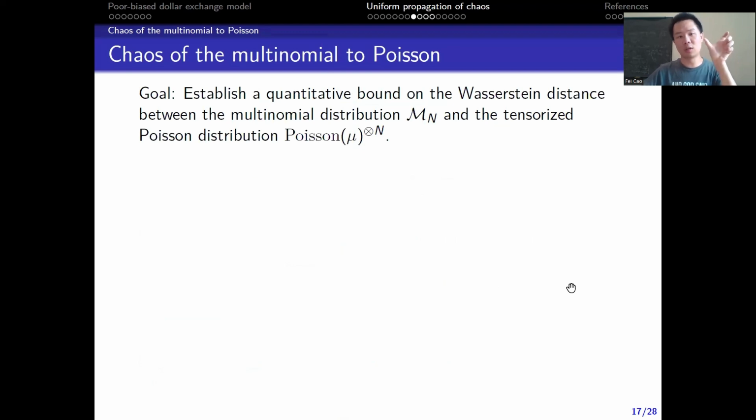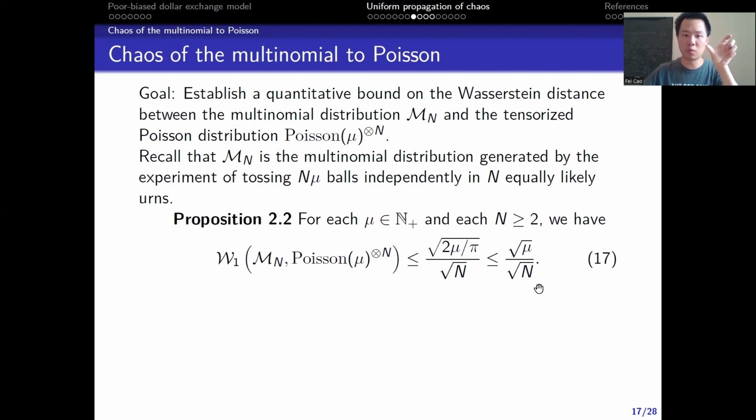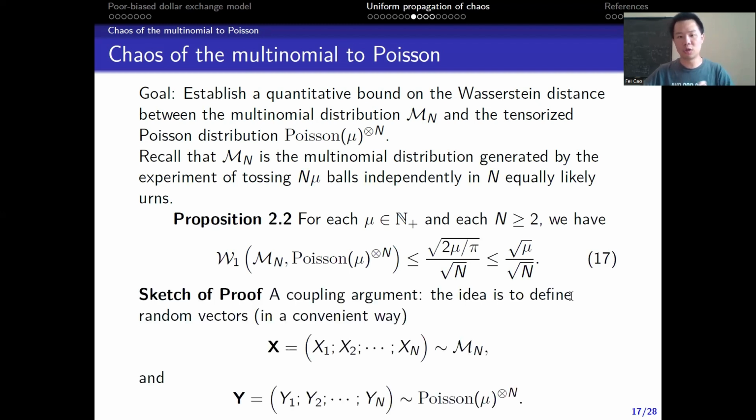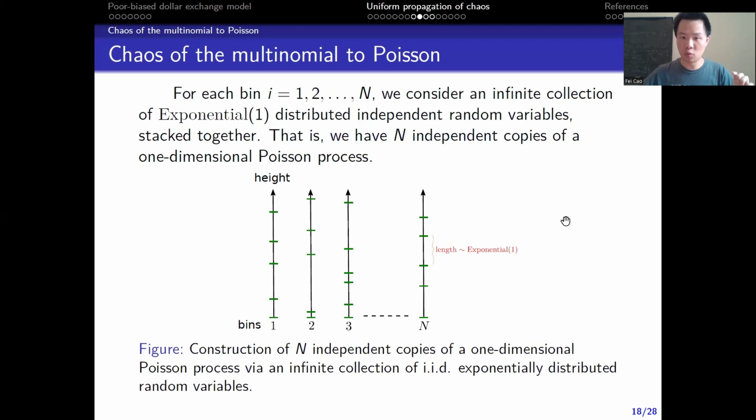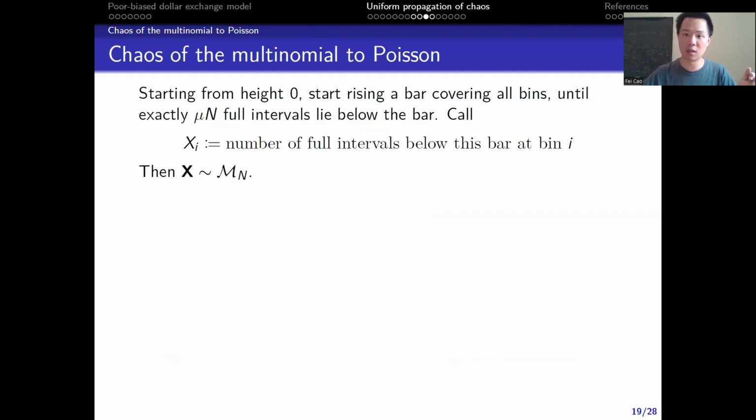Then you're going to control the k-particle marginal of the multinomial distribution against the tensorized Poisson distribution. To show this, we again use a coupling approach. This bound behaves like one over square root of n. So it's basically a kind of law of large numbers. It's very common, when n is large, to use the Poisson distribution to approximate the multinomial distribution in some range. We're going to skip the description of the coupling due to the time limit, but it's very enumerative, so I encourage you to look at the details in our paper.